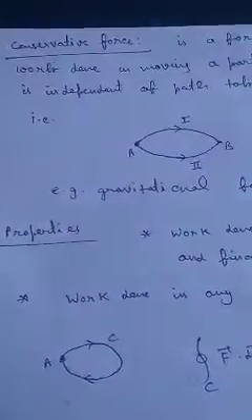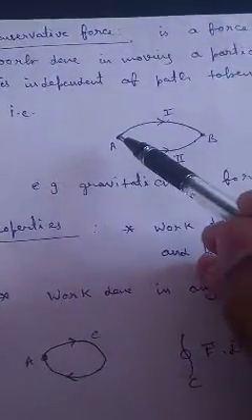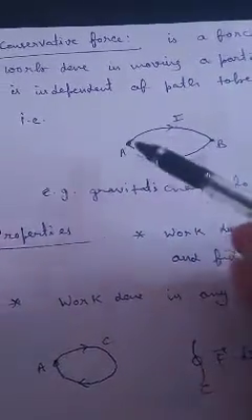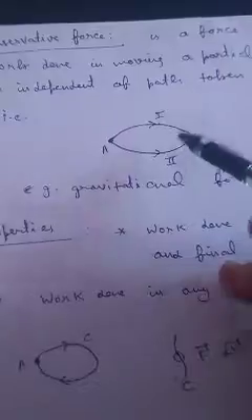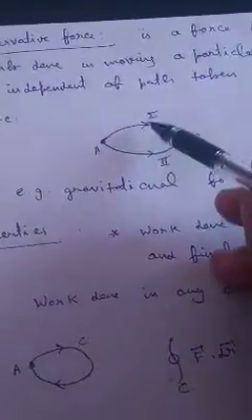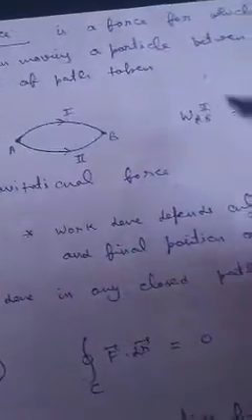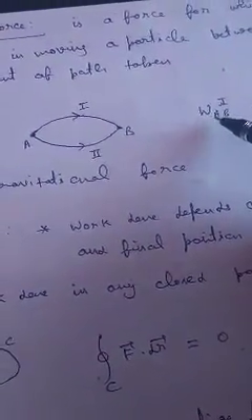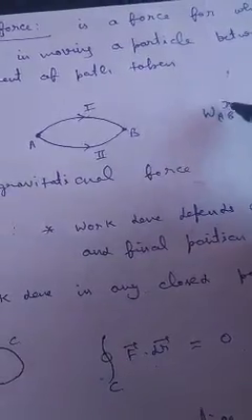So to understand conservative force, let's say a particle is there at position A and we are applying some force, and because of this force it will move and reach point B, which is our final position, via path 1. Now let's say work done is denoted by WAB1. That means work done in moving the particle from A to B via path 1.